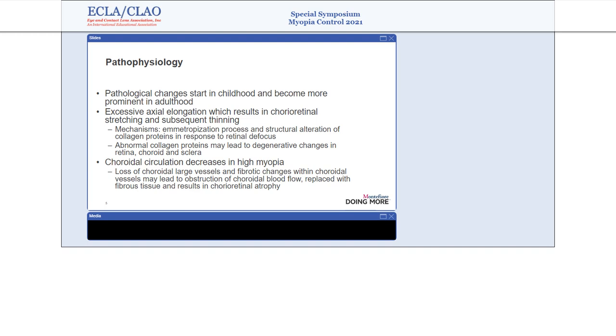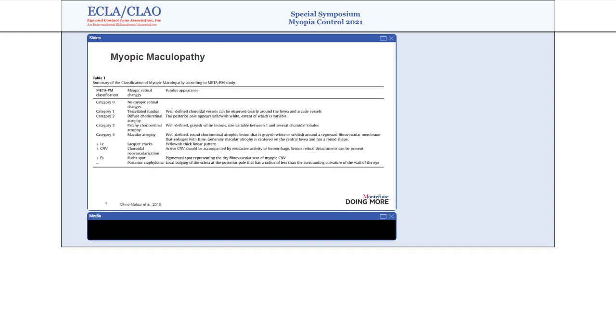We heard a lot about the pathophysiology, but we know that the pathological changes start in childhood and become more prominent in adulthood. You get this excessive axial elongation, which results in chorioretinal stretching and subsequent thinning, which is thought to be due to retinal refocus. And you get a whole cascade of molecular signals that lead to changes in the retina, the choroidal thickness, and scleral growth. We also know that choroidal circulation decreases in high myopia, and you get loss of choroidal vessels, fibrotic changes within the choroidal vessels, and ultimately chorioretinal atrophy.